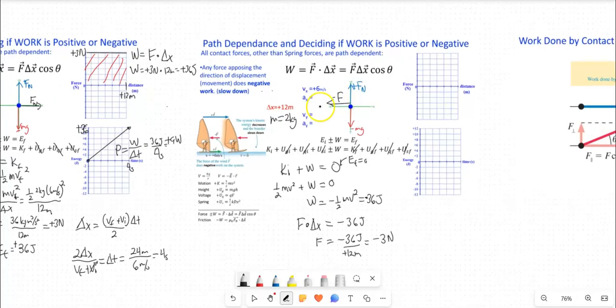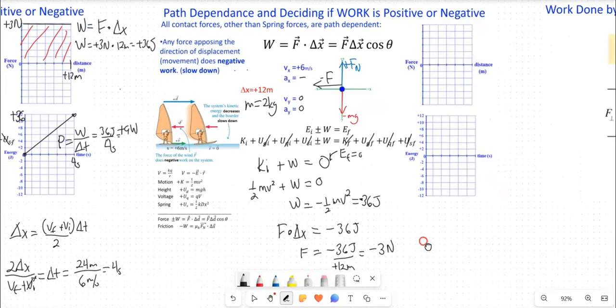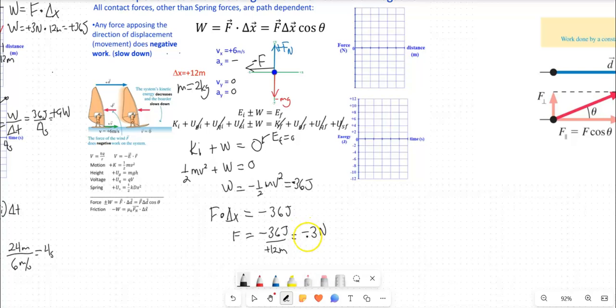Is negative. And that means the object will be slowing down. It'll have a negative acceleration. Okay. The velocities are 0 in the y direction. So that's what we're saying. So this force, which we predicted is going to be negative, is going to be a negative 3 newtons of force. Okay. And so since we have negative 36 joules, the work is negative 36 joules.